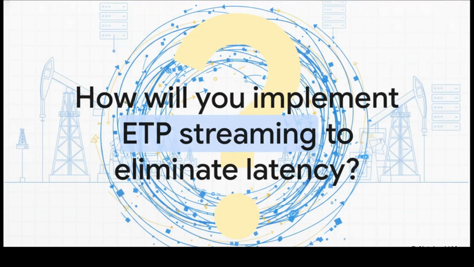Which leaves us with one final thought. Now that you understand the sheer speed and efficiency of the Energistics Transfer Protocol compared to traditional polling, how are you going to implement ETP streaming to completely eliminate latency in your well data architecture? It's time to review the Witsml and ETP specifications, upgrade those systems, and get your data exactly when you need it, right now.